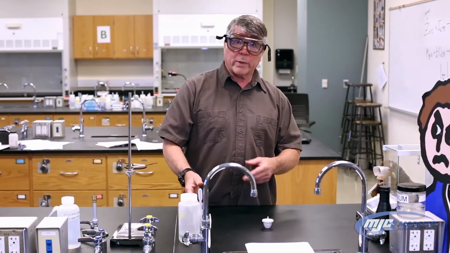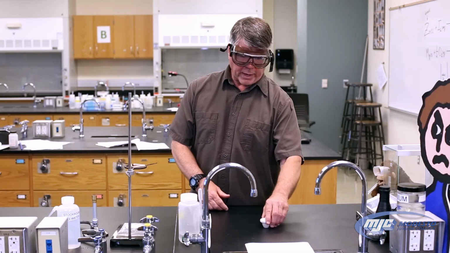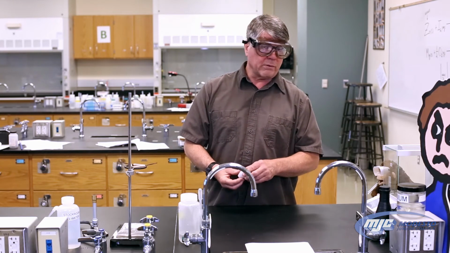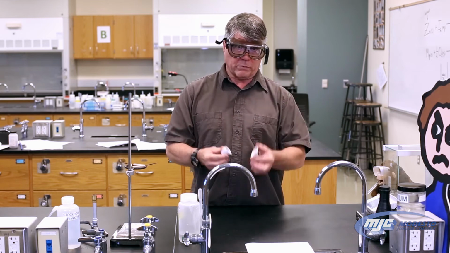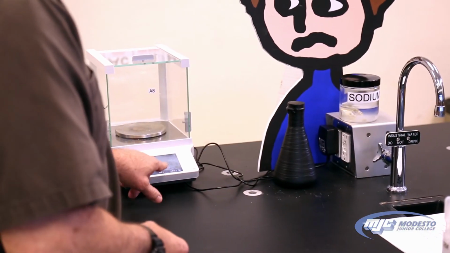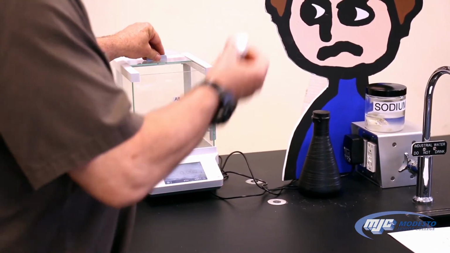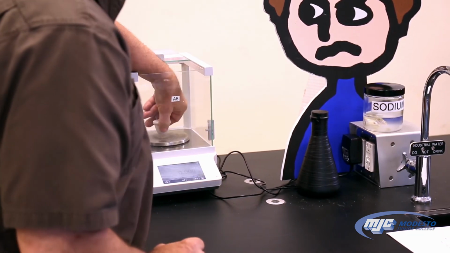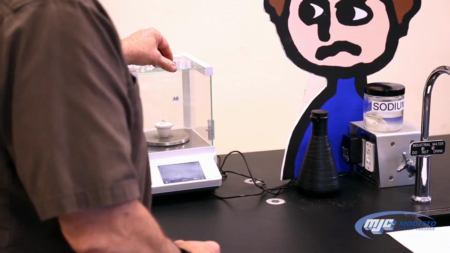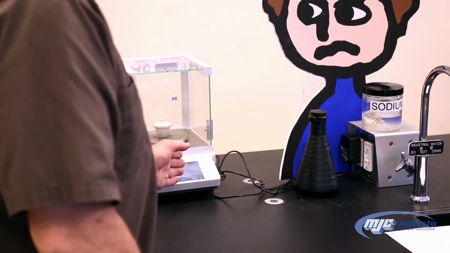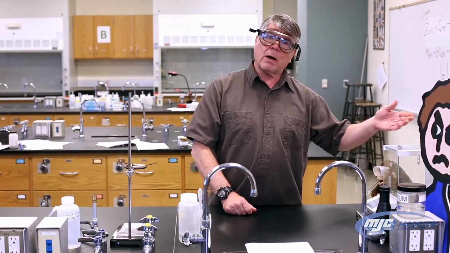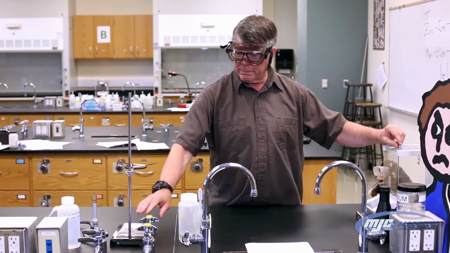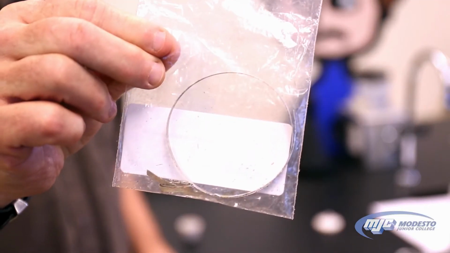All right, guys, so now while we're waiting for the zinc and the iodine to react, we're going to start the synthesis of the magnesium oxide. First thing we need to know is the mass of the empty crucible with its cover. So we make sure the balance is 0 and place them together, the crucible and the cover on the balance. Close the door, record that number 3 places past the decimal, little g for grams. That's your B1.